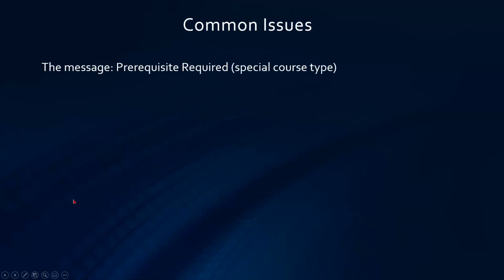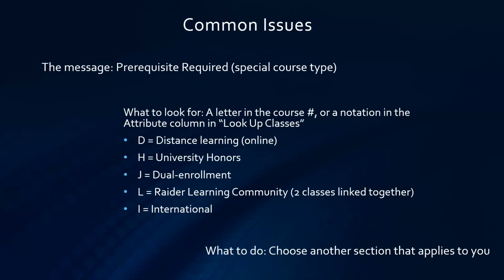A prereq error can also mean that this section is reserved for a specific type of student and you aren't in that category. For example, an honors course or a class for dual enrollment students. You'll know if a section is special because it has a letter at the front of the section number. A D, for example, means it's an online class. An H is for honors, a J is for dual enrollment. You'll see some other common letters here, but you'll also see others in Lookup Classes. Check the attribute section in Lookup Classes for more info on that class's intended student group.